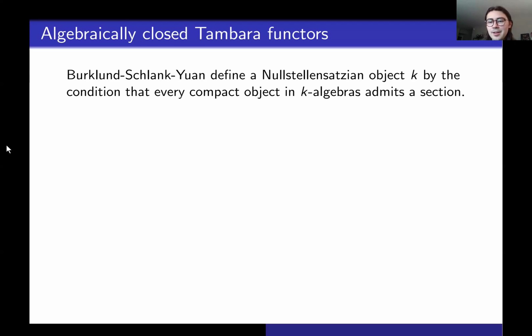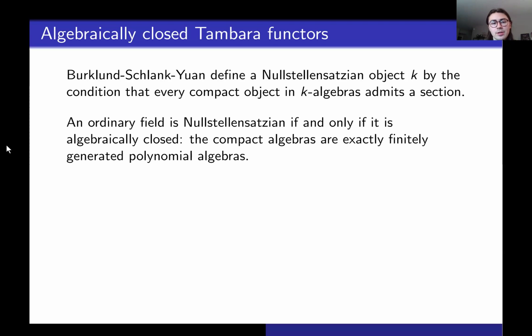So that's amazing. But it also begs the question, what are algebraically closed objects or Nullstellensatzian objects in other settings? I use these words interchangeably. Alan Yuan yells at me when I do this, but people have assured me it's at least okay for Tambara fields to use them interchangeably, I guess. So a Nullstellensatzian object is an object where every compact algebra has a section.